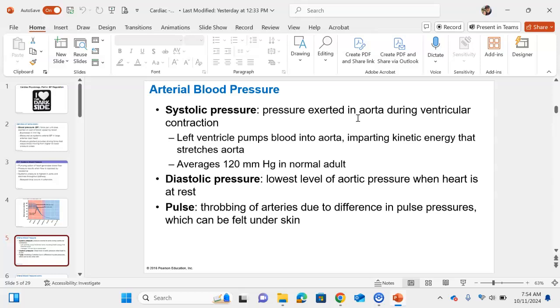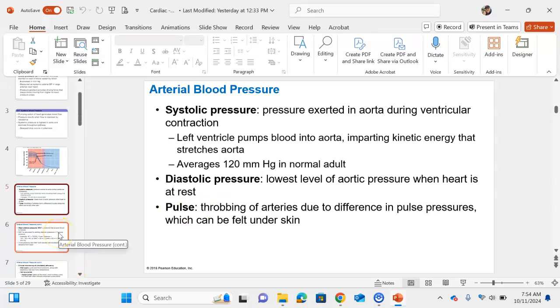And then diastolic pressure is that residual pressure that is there against the aortic walls after the blood has passed through. And so technically, when the heart is at rest, that pressure in the aorta is the diastolic pressure, that pressure against the aortic valve. Now, what we feel as a pulse is the throbbing of the arteries due to that pressure wave driving blood through circulation. That's what we can feel under the skin.